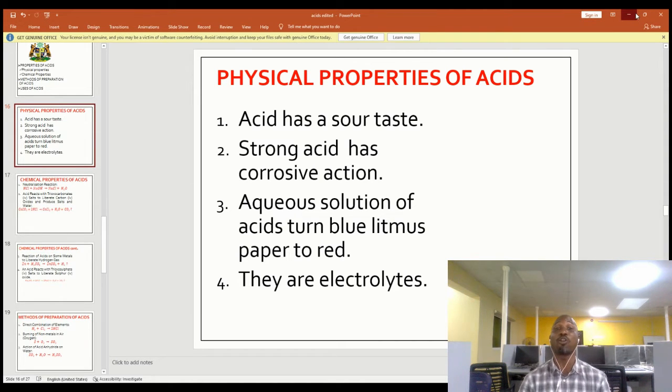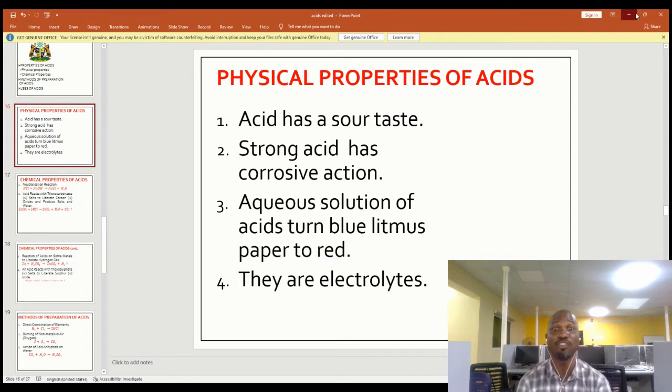Then strong acids are corrosive. It's a very dangerous thing to do. Don't allow a strong acid to come in contact with your clothes or your hands or your body. It can be very, very corrosive. Aqueous acid turns blue litmus paper to red. Yes, that's what you use to test for an acid in the laboratory.